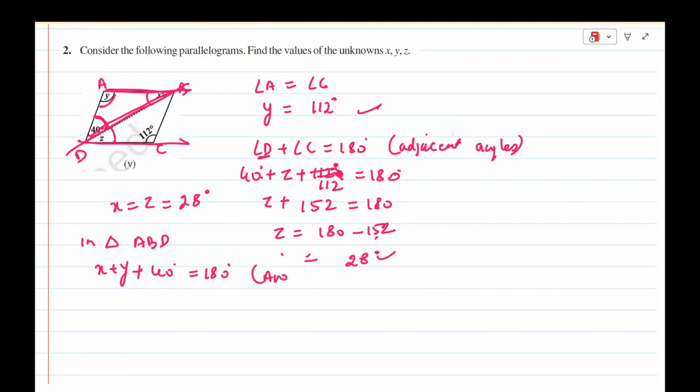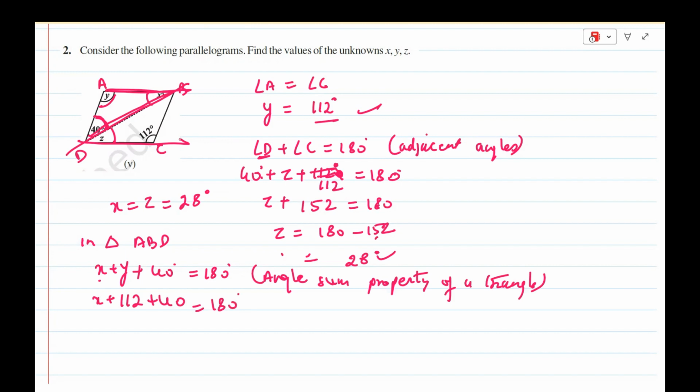That is the angle sum property of a triangle. Correct? Angle X, I need to calculate. Angle Y, I got 112. And this is 40. Y plus 40 is 152 degrees. And from here, X is 180 minus 152 degrees. So X is 28 degrees.